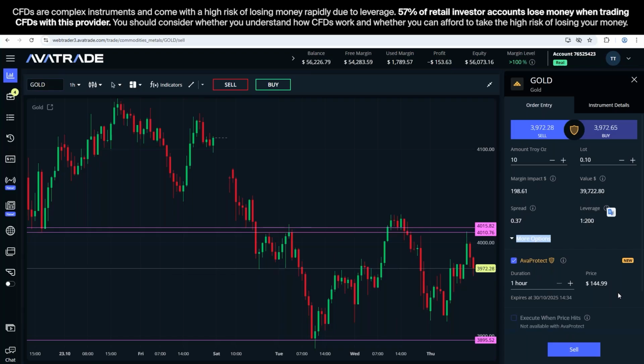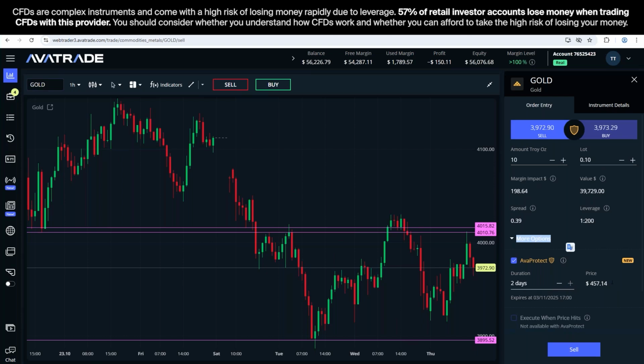I could add a stop loss after that. Or if I got stopped out during the protected time period, any loss is added back. You just pay the cost up front out of your balance for the protection. So you can think of it like insurance. You can protect for multiple hours. You can protect for days.